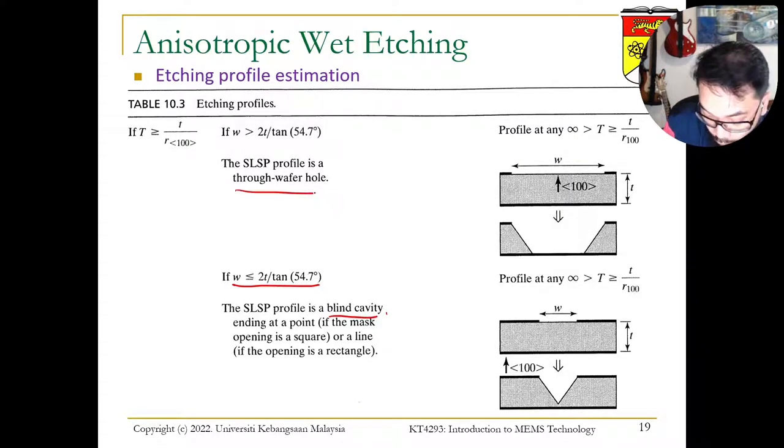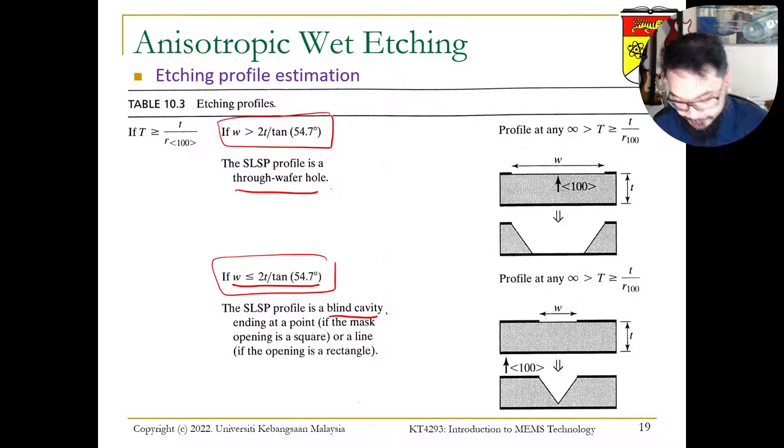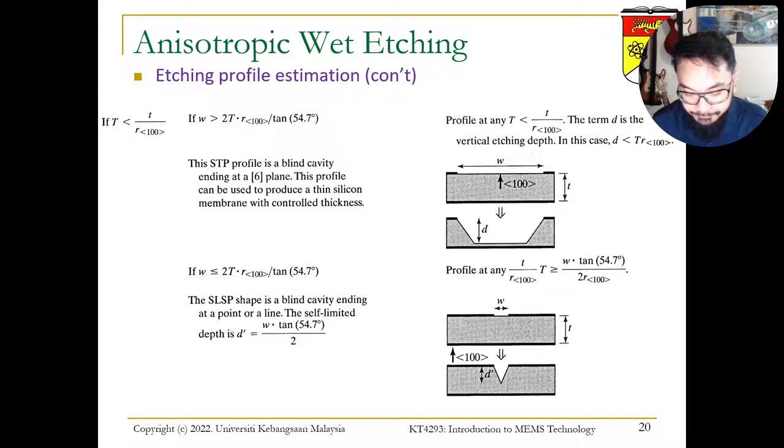So how do we know if it's a true wafer hole or a blind cavity? It depends on this evaluation here. So evaluate this equation here. It can be a true wafer hole or a blind cavity. On the other hand, questions can be asked such as: what is the maximum opening window size to make sure that we don't get a true wafer hole and always get a blind cavity? Or what is the minimum thickness of our wafer if we want to make sure that we always have a hole for the SLSP, and so on? So the questions can be asked from a different perspective, okay?